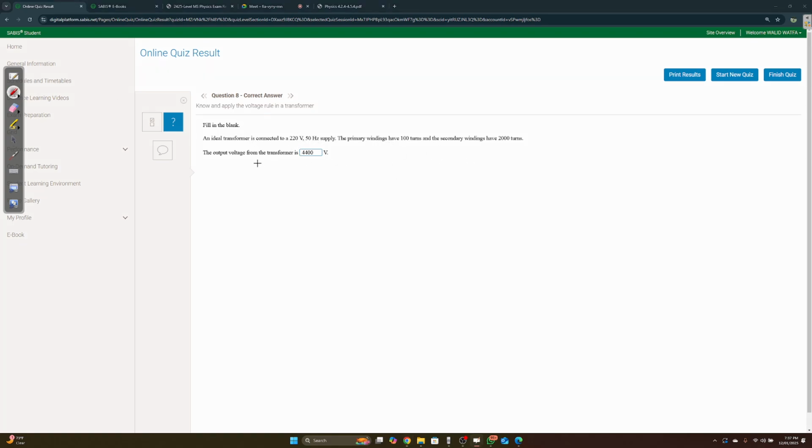Here they're asking for the voltage, so obviously we're going to use the formula. V out over V in is equal to NS over NP. So V out is, we don't know, over V in 220 is equal to NS over NP. If you cross multiply, you should get times 20. Yeah, you're going to get 4,400.